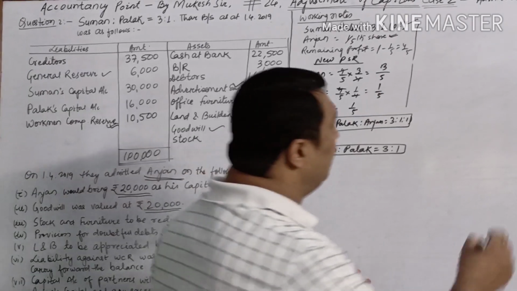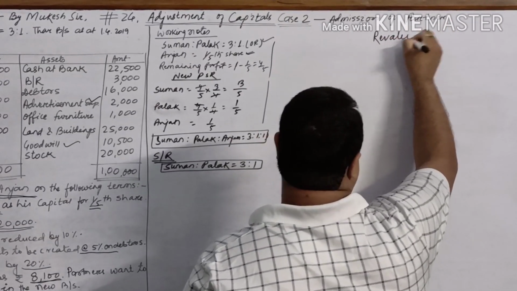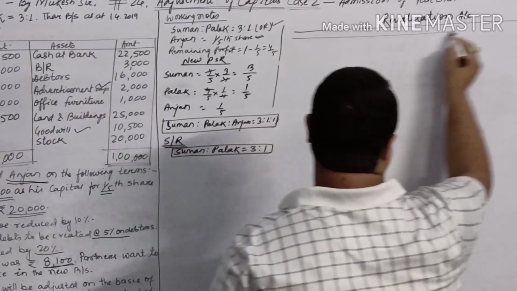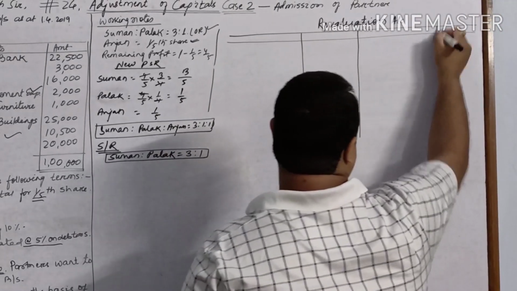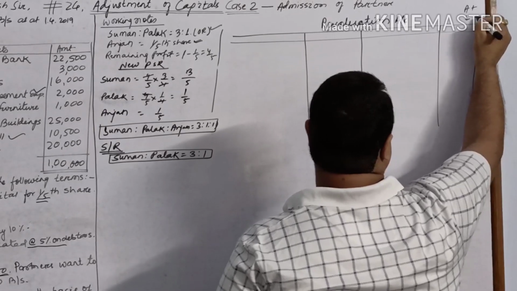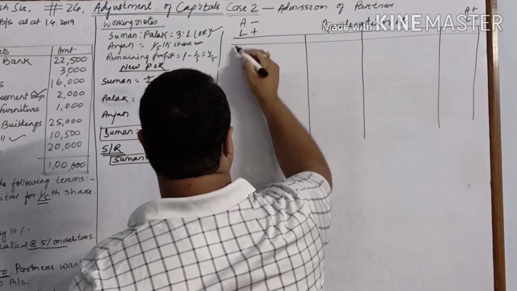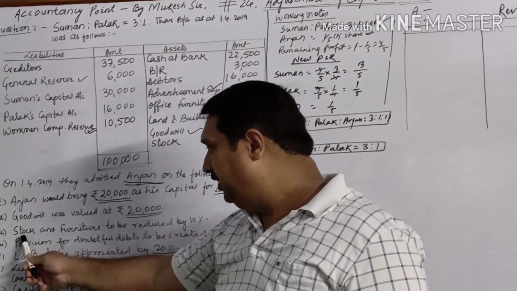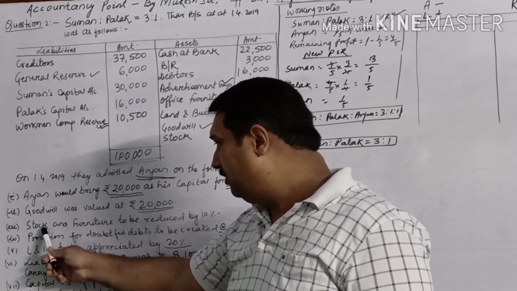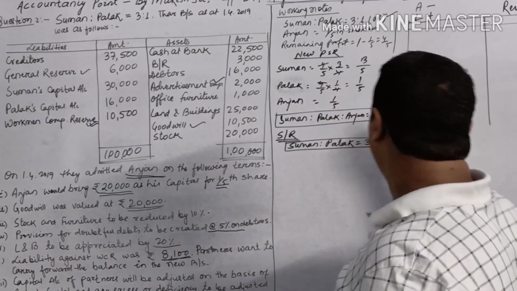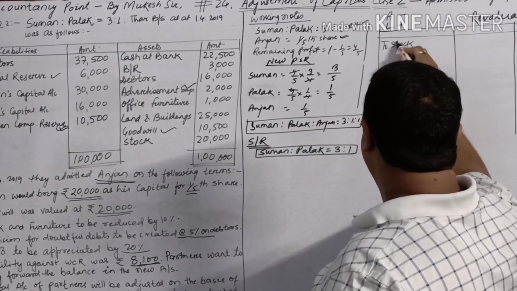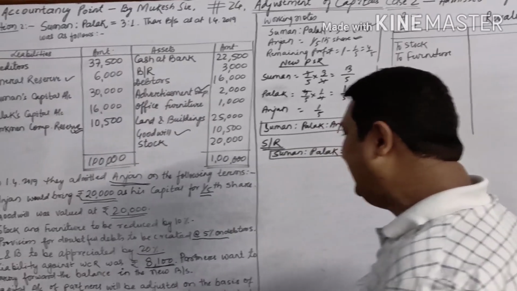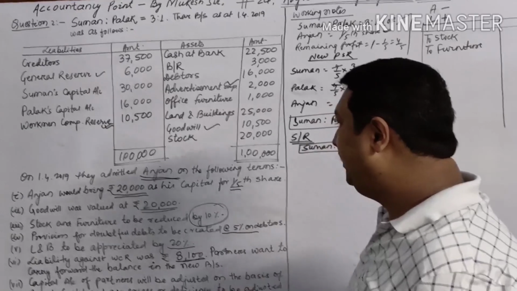We'll start with the revaluation account first. Later on, as the condition will appear, we will do the workings necessary. In the revaluation account, as you all know, asset increase, liability decrease are on the credit side, and asset decrease, liability increase on the debit side. Which is the first item? Stock. Stock and furniture both have to be reduced by 10%. So both are assets, both have to be reduced, so both of them will be written on the debit side.